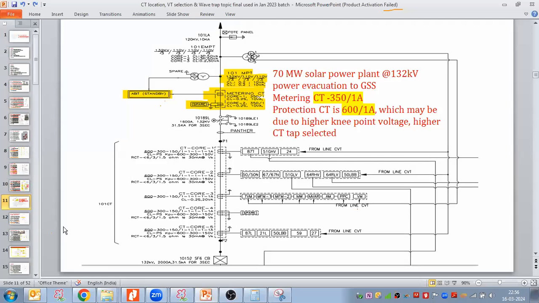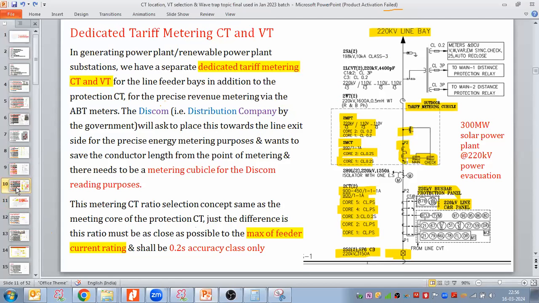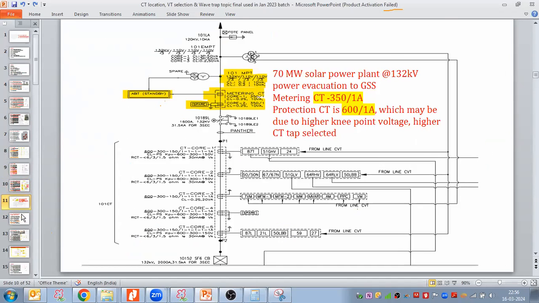Right? I hope I'm clear with the metering CT current ratio. Yes, sir. CT current ratio.